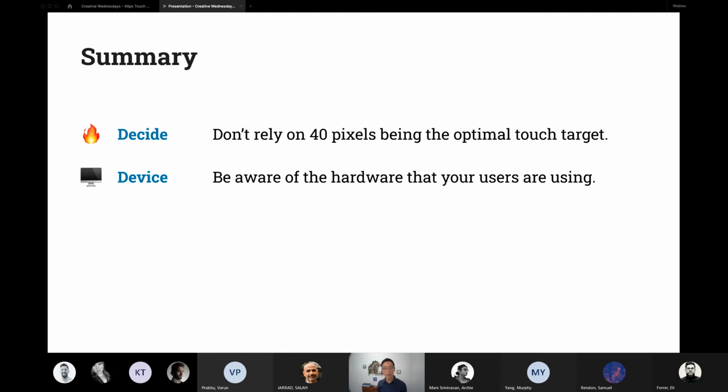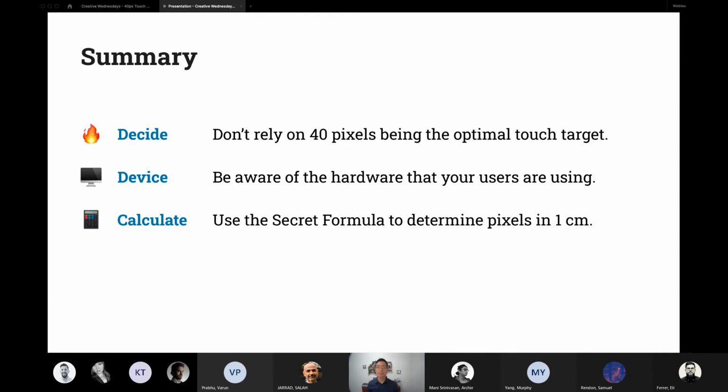So again, be aware. Because if you were to do that, even though the orientation is the same thing, a button that is 40 pixels on a phone is going to be huge. It's going to be like, I don't know, half a foot tall on the larger 8-foot kiosk. So be aware of the hardware that your users are utilizing. Calculate. Use a secret formula. Use that pixel calculator. Find out how many pixels it takes to make 1 centimeter for that device.